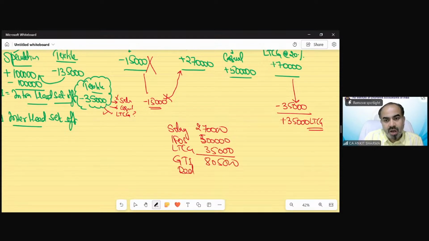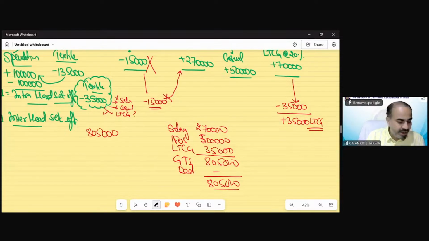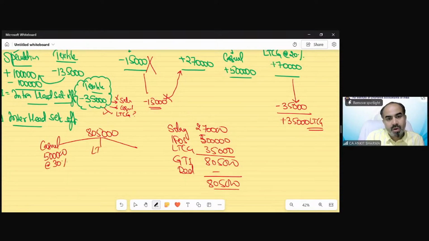No deduction under default tax regime. My total income is 8,05,000. Now, on the basis of this 8,05,000, I have to calculate my tax liability also. So, for the purpose of tax liability, I will divide this income as per tax provision. So, this is 5 lakh, the rate is 30%. Long-term capital gain is 35,000, the rate is 20%. And the balance is 2,70,000 as per slab rate. I have to calculate it.